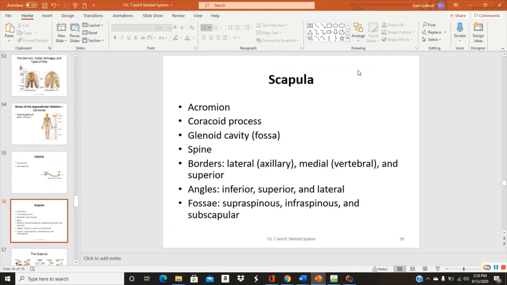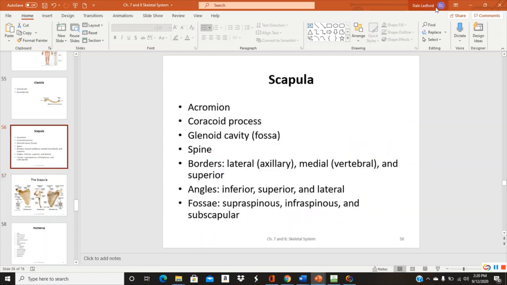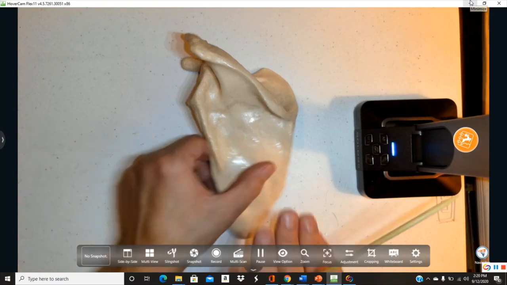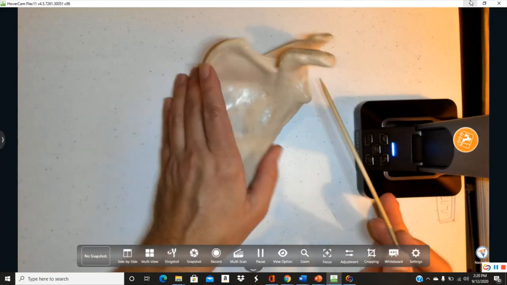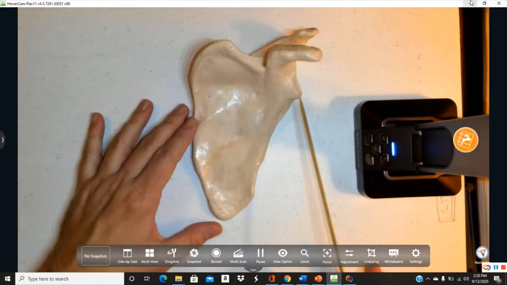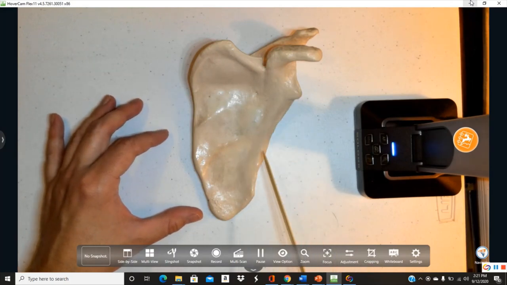Now, the borders. We're going to look at the lateral border, medial border, and superior border. As you see, the superior border is just going to be this edge here. We're going to be talking about the borders as mostly associated with this major part, excluding these. So let's look at the first border, the lateral border or axillary border. Now, let's turn to an anterior aspect, looking here. Here is the glenoid, and under the glenoid, this is what is called the axillary border or the lateral border.